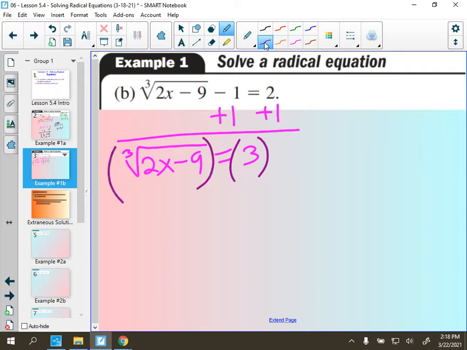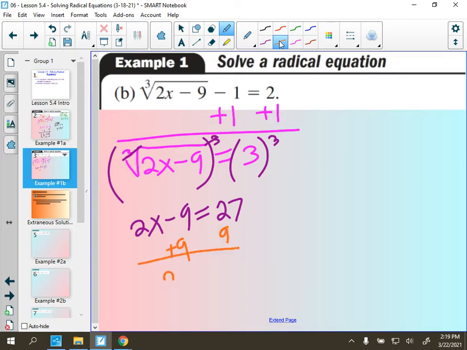Let's raise each side, the entire side has got to get raised, in this case to the third power. That would cancel there and there. I'm left with 2x minus 9. 3 times 3 times 3 is 27. And we've got a really nice finish here, something that we've been doing for a long time, where I'm going to add my 9 to both sides. Divide both sides by 2 to get x equals 18.